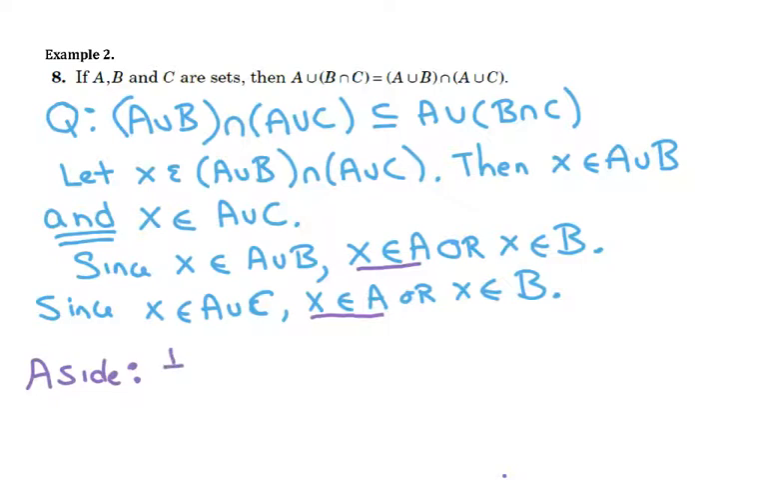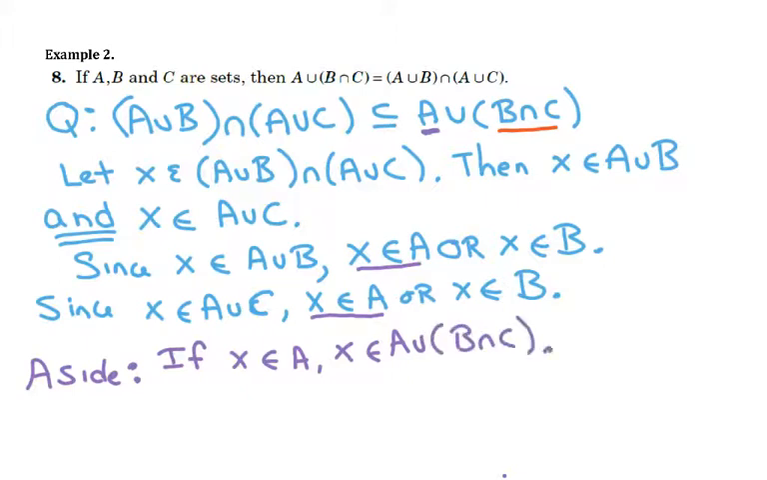So if x is in A, then it's in this union, right? Because it only has to be over here or over here. We have to show that it's in one of those two places. So if x is in A, x is in A union B and C. So that's okay. Well, what about the case if x is not in A? Because that's an or statement, it might be possible that x is not in A. Then where is x?